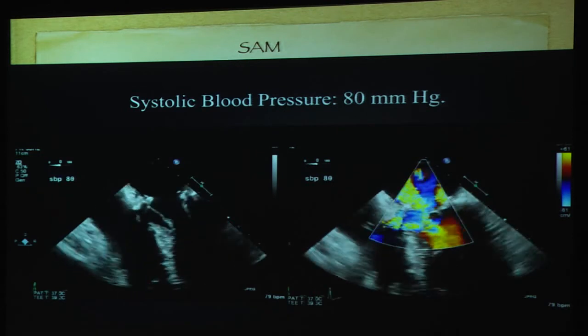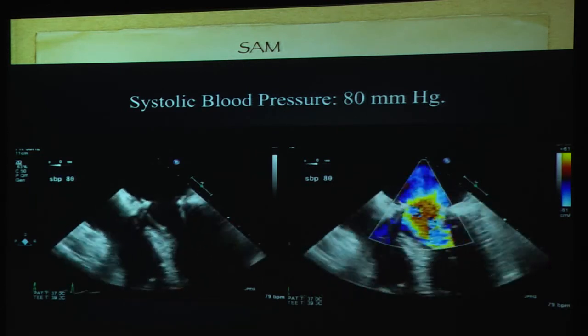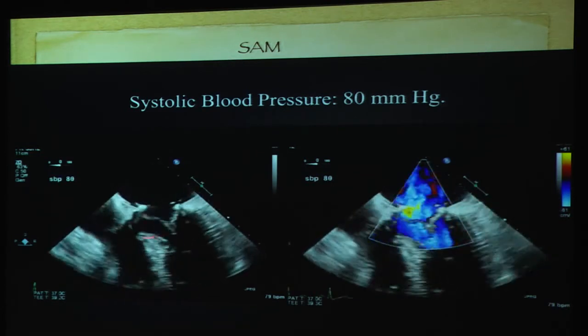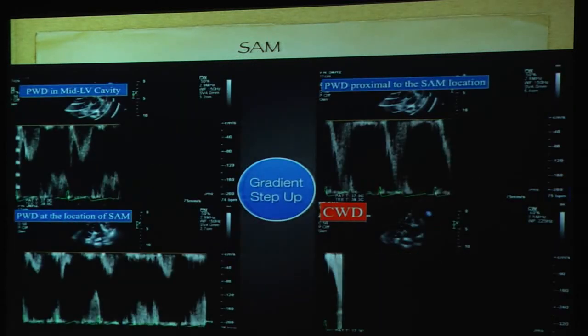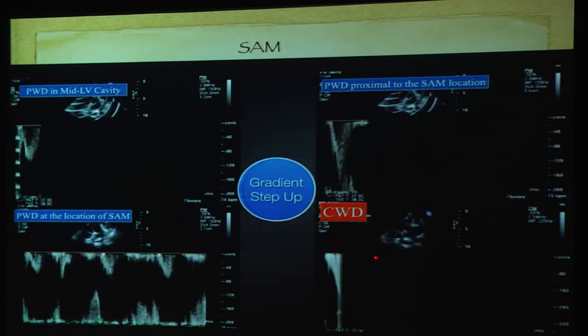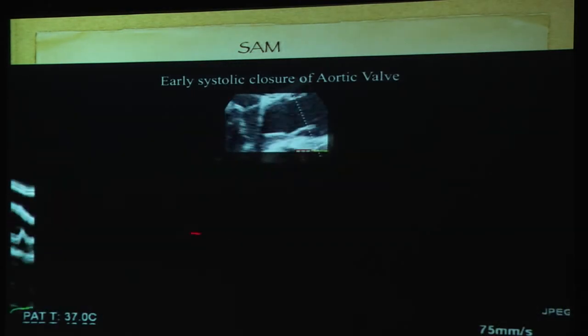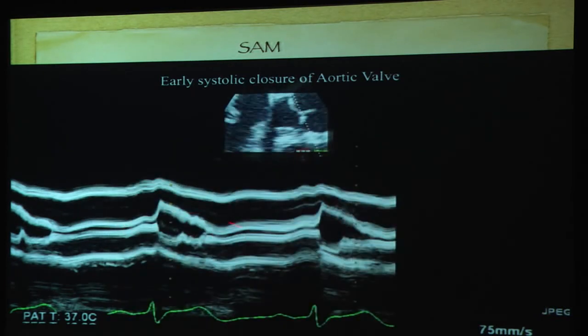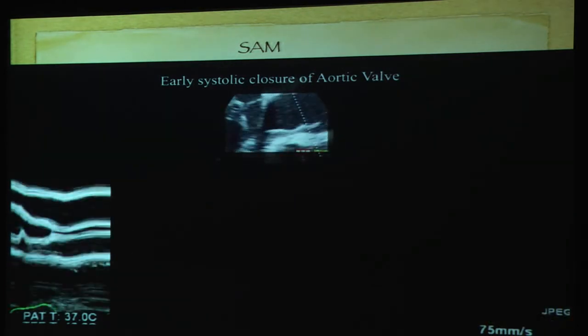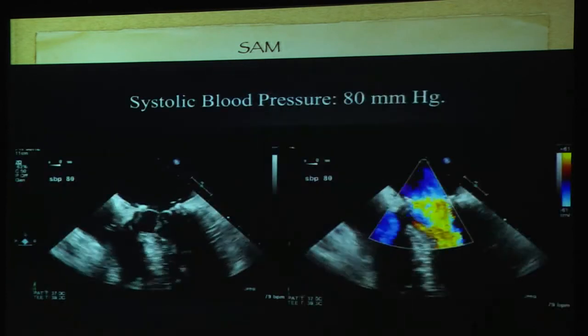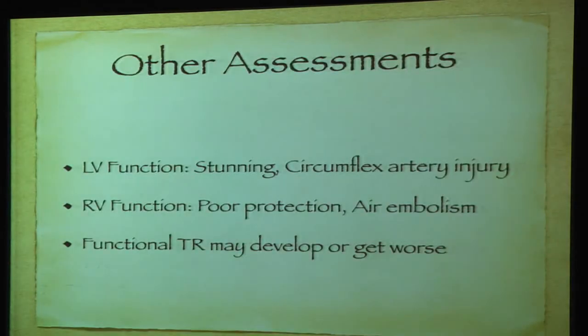So this is, again, an image. Pressures are in the 80s. You can clearly see the SAM over there being sucked in. You can see the severe MR. This is the step up of the gradient. This is your dagger-shaped gradient that you can see right here. And the next is the M mode image, which shows the early systolic closure of the aortic valve. Again, 3 things that you look for in SAM. And again, optimize your hemodynamics before you make a decision.